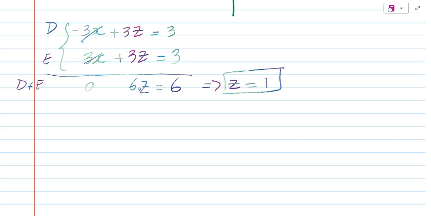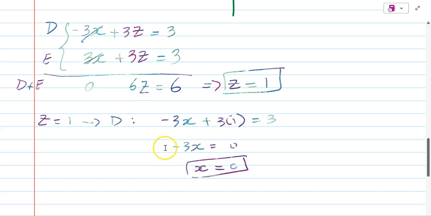Very good. Take the z value and put it back into one of the equations, D or E, and then find x. So z equals 1, put it back into D, let's say. We get negative 3x plus 3 times 1 equals 3. Let's solve for x. Negative 3x equals 3 minus 3, which is 0. So x is equal to 0, because when you divide both sides by negative 3, 0 divided by negative 3 is still 0.